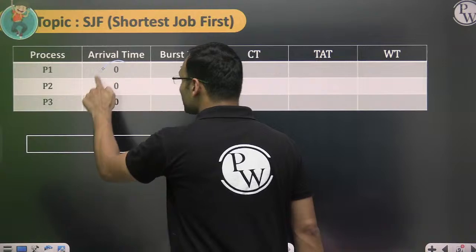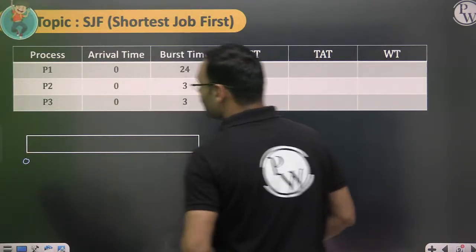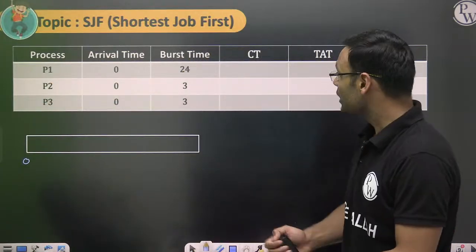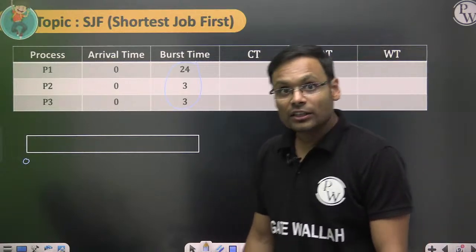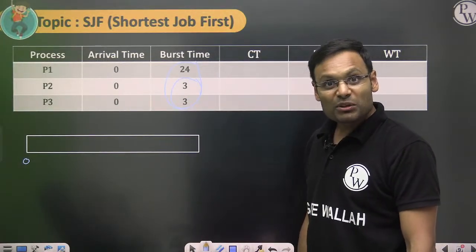Look at this, arrival time 0, 0, 0. All processes have arrived at time 0. Means I do have three processes P1, P2, P3. Among these three processes, I'll have to schedule one based on burst time. Which process takes minimum burst time? These two. Equal burst time.